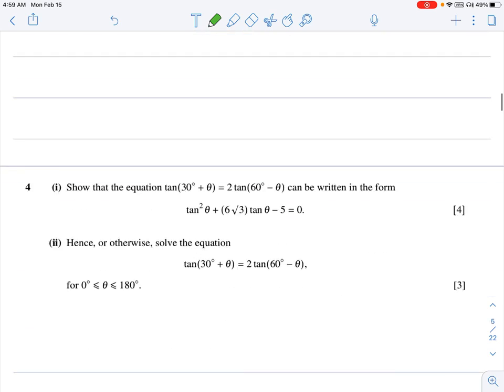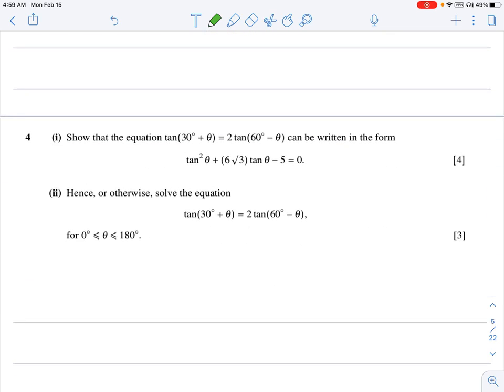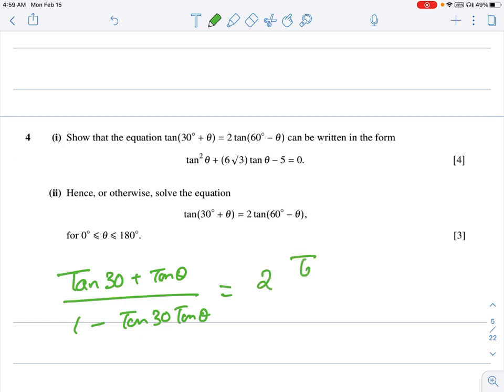That's question number 3. Question number 4. Show that this equation can be done in the form of that quadratic equation. So tan A plus B formula: tan A plus tan B by 1 minus tan A tan B is equal to 2 times the tan A minus B formula: tan A minus tan B by 1 plus tan A tan B.